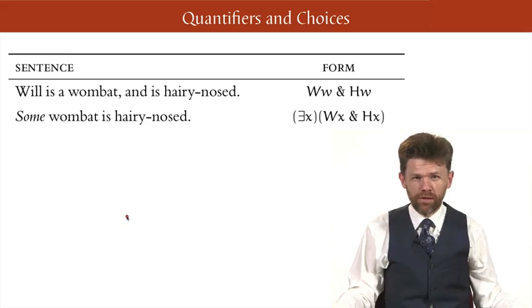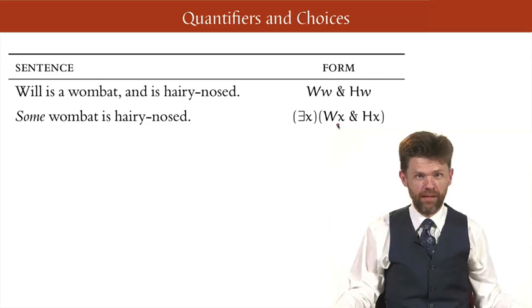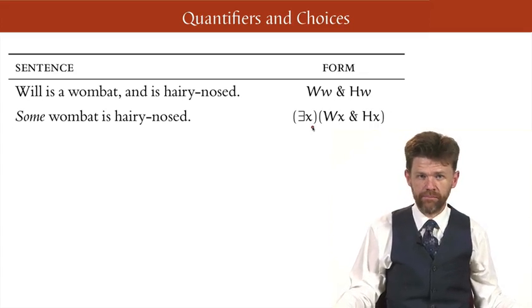So in the formula, we say that Wx and Hx is the role that we're looking to be filled, and we say that what we want is something to fill that role. This backwards E x indicates that we're after something to fill in that x position. And if there is something that can do that, the statement will be true. This backwards E with the variable x is what we call the existential quantifier.